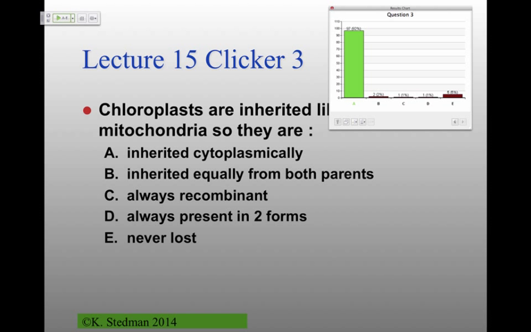But it turns out there are mechanisms to make sure that you end up with at least one mitochondria or chloroplast in the next generation. But again, we haven't talked about that.